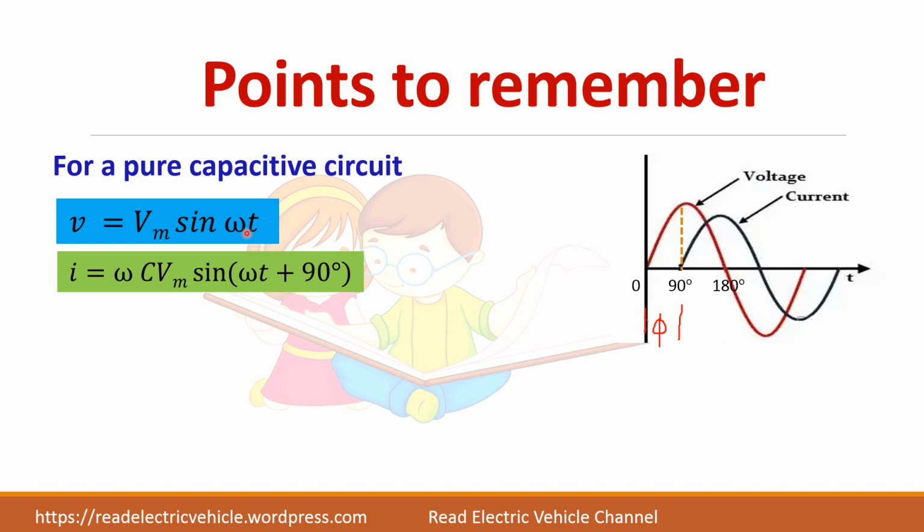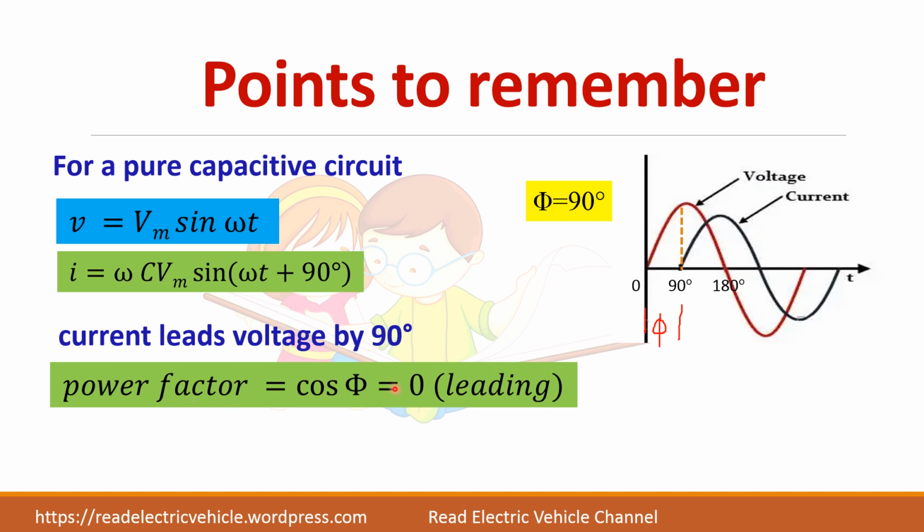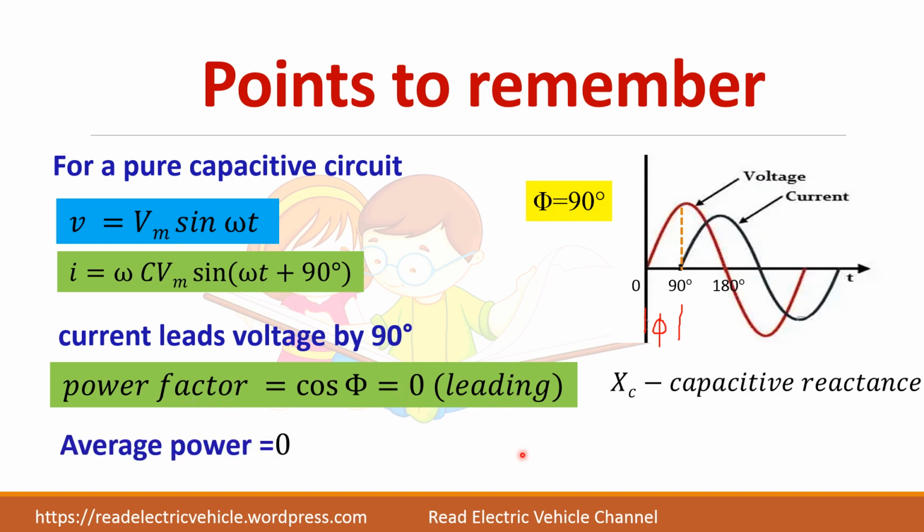So the points to remember here are, for a pure capacitive circuit, voltage and current equation are this one, and the current leads the voltage by 90 degree. Power factor is 0 leading and the average power is 0, and the impedance is called the capacitive reactance and Xc is equal to 1 by omega C.